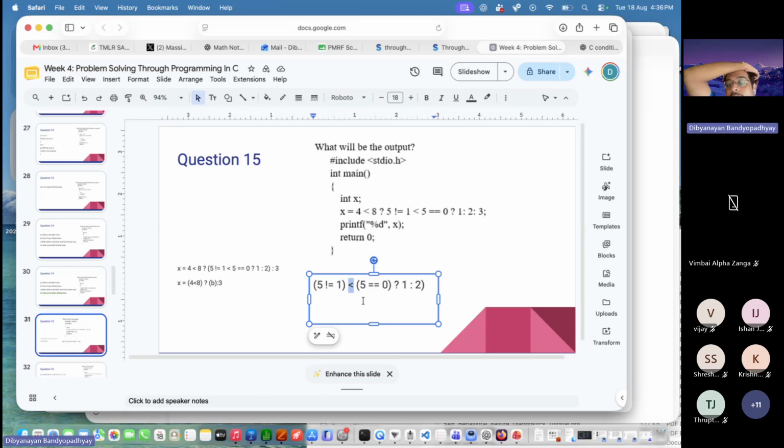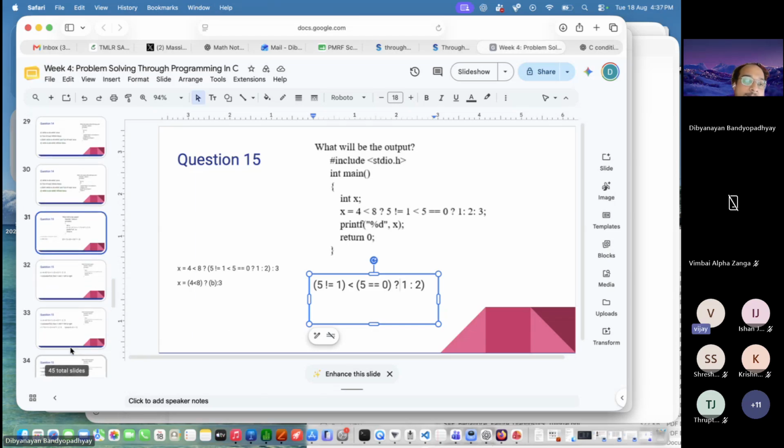Otherwise, if you see it like this, 5 not equal to 1, this gets evaluated to what? 5 not equal to 1 is true, so 1. Then 1 is less than 0, that is false. So this is 2 actually. So there are two possibilities. Both of them will give you the answer of 2. So the correctness will depend on the precedence order. So that we have to check. So does anybody for sure know what is the criteria?